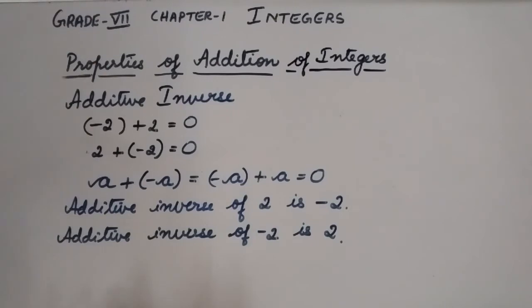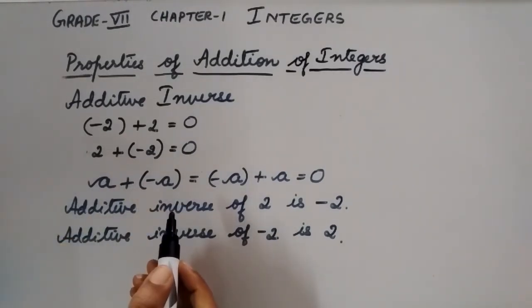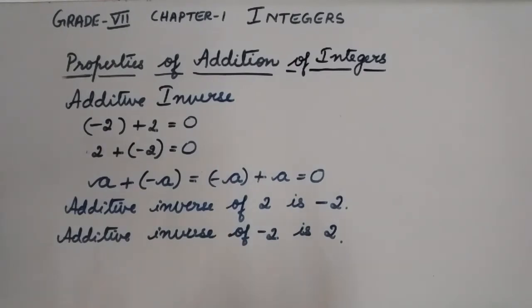So for every integer there exists another integer, that is minus a, such that a plus minus a is equal to 0. Is this clear, students? So now what is 0? 0 is the additive identity. Since their sum is 0, minus a is called the additive inverse of plus a, and plus a is called the additive inverse of minus a.